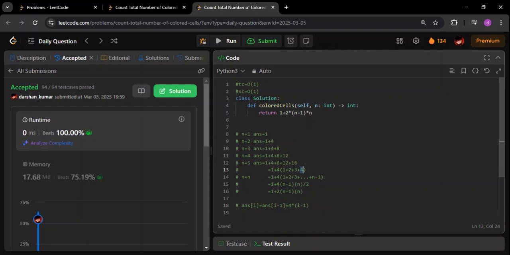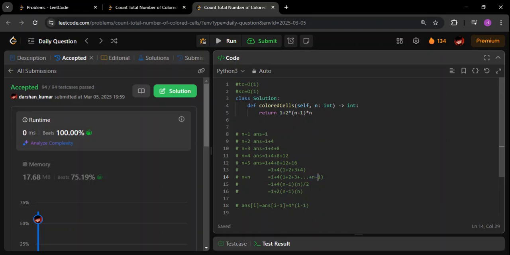Now when we are at n equal to n, what will come? It will come like this: 1 plus 4 into (1 plus 2 plus 3, like that, till n minus 1). Whatever the n value is, we go till 1 less than that. So for n equal to n, we are getting 1 plus 4 into (1 plus 2 plus 3, like that, till n minus 1).